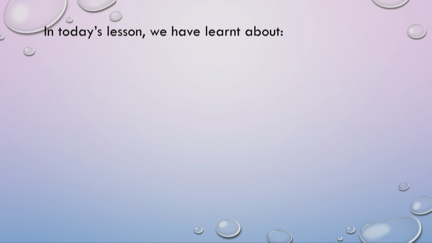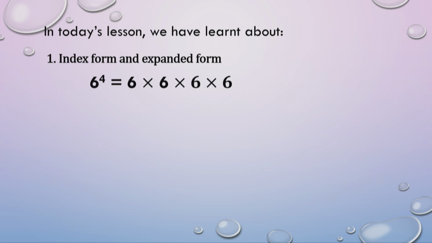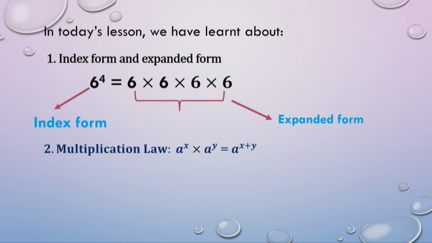So in today's lesson, we have learned about the index form and the expanded form. So this is an example, 6 power 4, which is 6 times 6 times 6 times 6. And we have learned about the multiplication law, which is a power x times a power y, which gives me a to the power of x plus y. But remember, we need to have the same base. And finally, we learned about a power x divided by a power y, which is a to the power of x minus y.